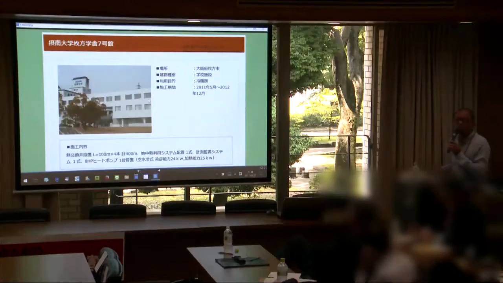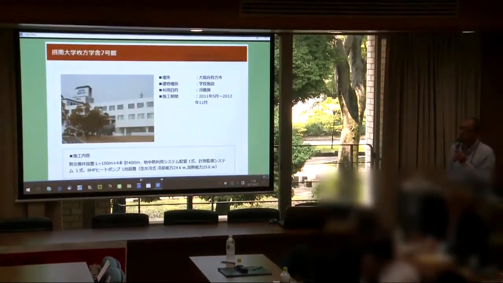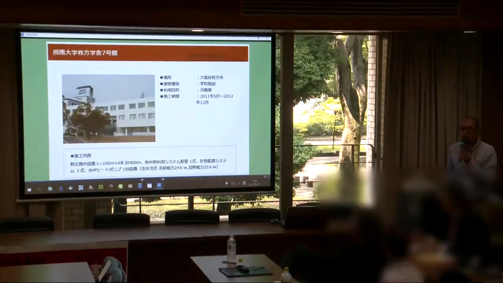Also, I realized there's a presenter from IKEA. So in Fukuoka IKEA, there's a huge geothermal heat pump. I saw it before.